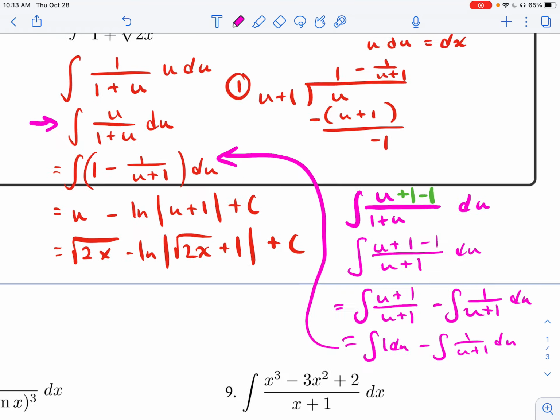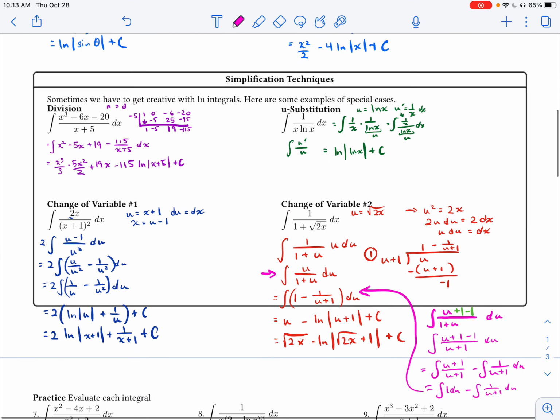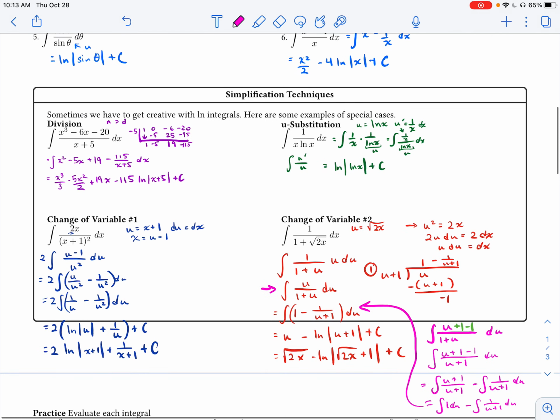Okay, so hopefully this gives you a sense of a couple of different strategies that we employ for simplifying integrals that result in the natural log of u, or the natural log of some function of x. And the tricky thing about this is it's not always going to be immediately obvious. This is why repetition, experience, and practice working with these types of integrals are going to be so helpful.